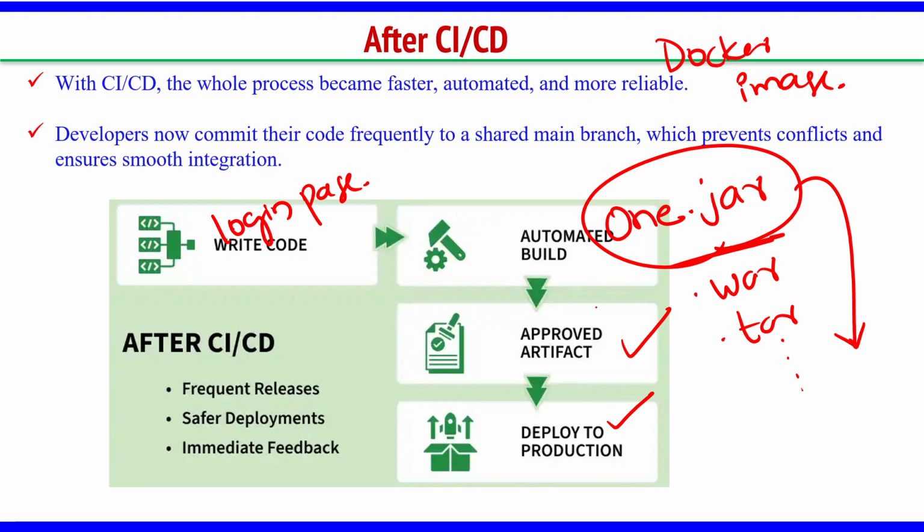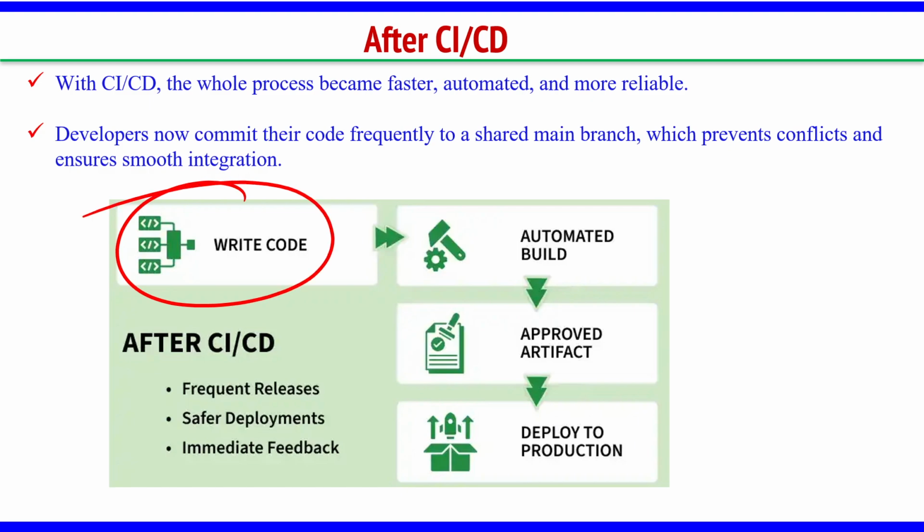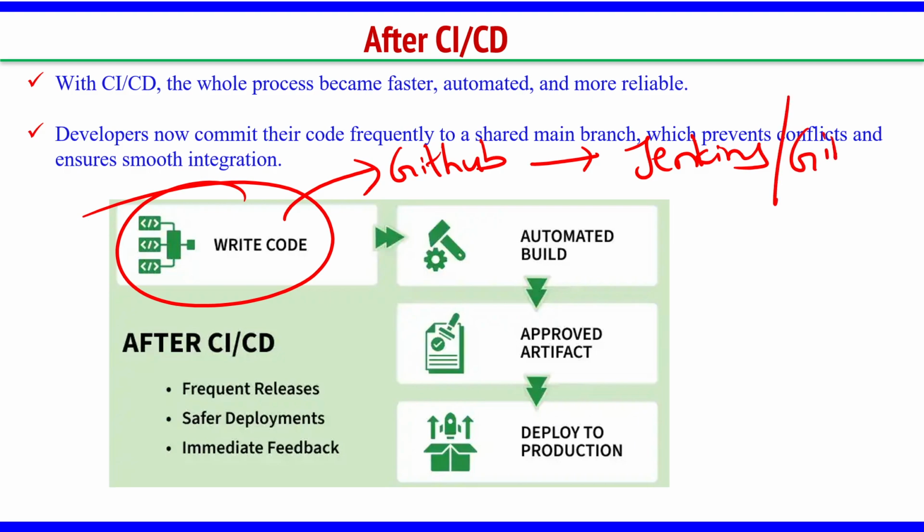Right? So this is about the CI/CD. After CI/CD, this is the process happening. Okay, we are not doing anything. What I am doing here, I am just writing the code. After that, I am clicking some buttons and commands and I am pushing it to GitHub. From there, automatically I will be using a tool, Jenkins or GitHub Actions.